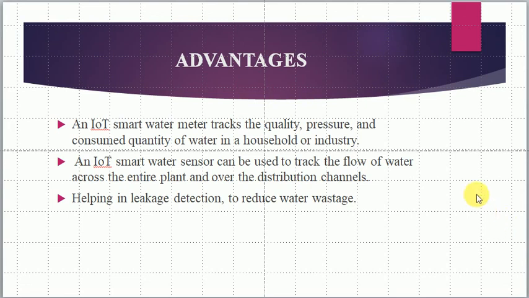Here are the advantages. In IoT, a smart water meter tracks the quality, pressure and consumed quantity of water in households and industry. An IoT smart water sensor can be used to track the flow of water across the entire planet and over distributed channels, helping in leakage detection and reducing water wastage.